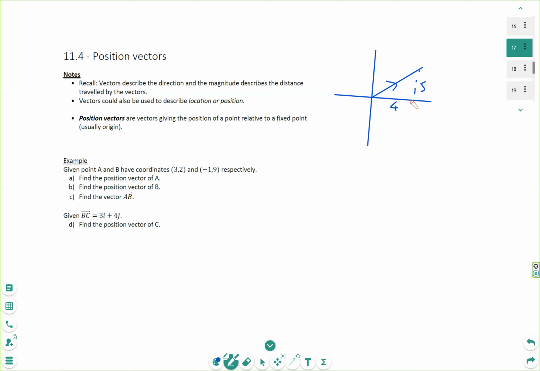So we know 4 squared... actually, that's not a good number to use. Let's use 3 and 4 in here: 3 to the right, 4 up. Then we know we've traveled 5 kilometers, whatever the unit is, 5 something. So that describes the distance.